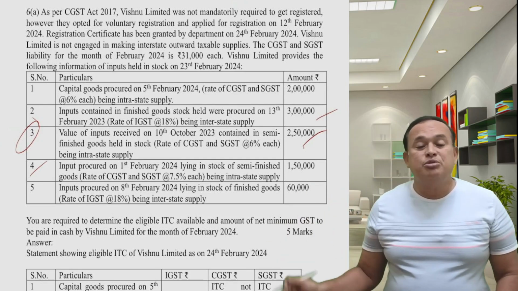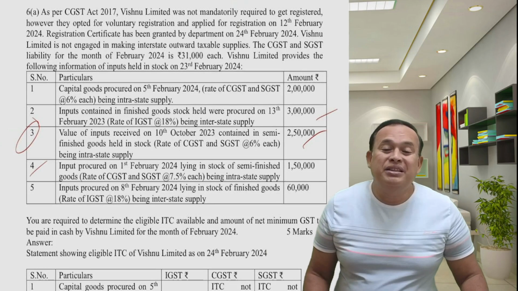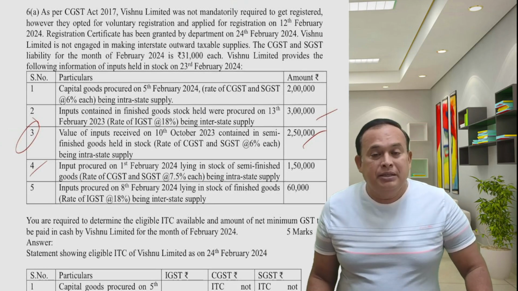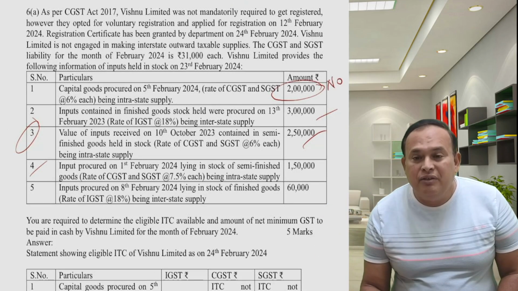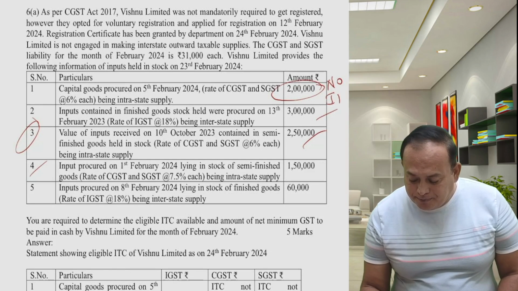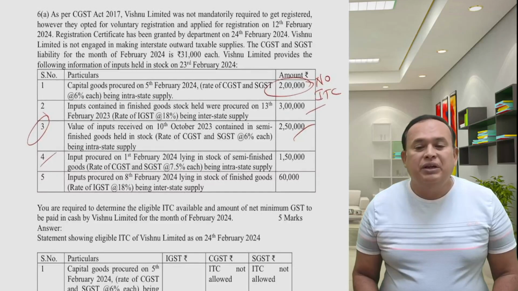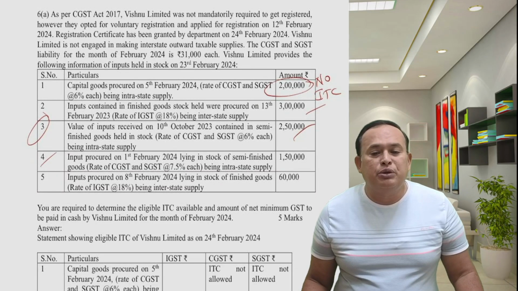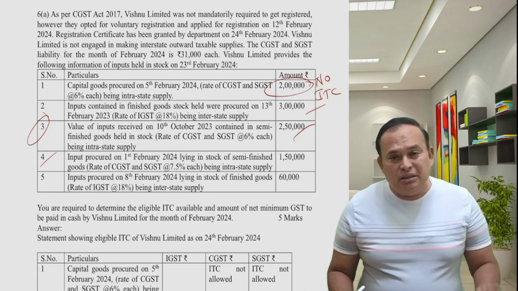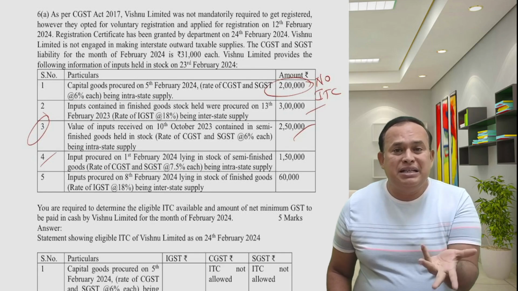In the given case, my dear friends, capital goods credit is not allowed for a person who obtained the registration voluntarily. In that case, first case, capital goods, ITC, I will say no ITC. ITC not allowed. Further, point number 2. Inputs contained in the finished goods stock held were procured on 13th February 2023. If they purchased on 13th February 2023, 1 year, when does it end?